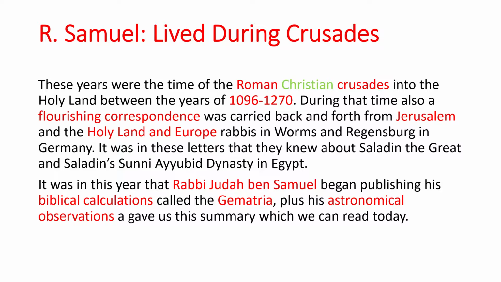But there was a flourishing correspondence carried back and forth from Jerusalem and Europe, and the rabbis in Worms and Regensburg and Germany, they were all getting information, and so the Muslims were kind of helpful in this too, which is very interesting. So just keep it in mind, Judah Ben Samuel began publishing his biblical calculations called the Gematria, plus his astronomical observations gave us a summary, which we can read today.